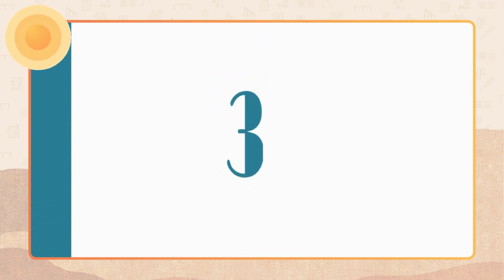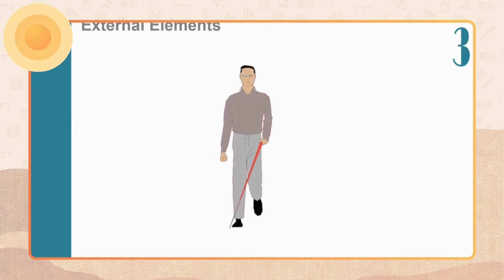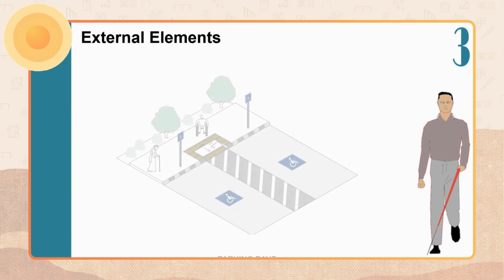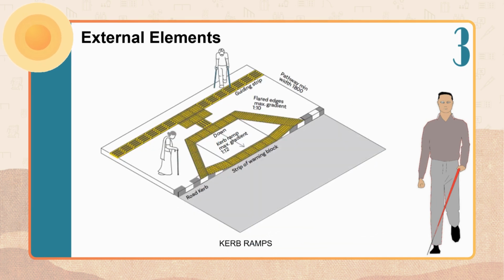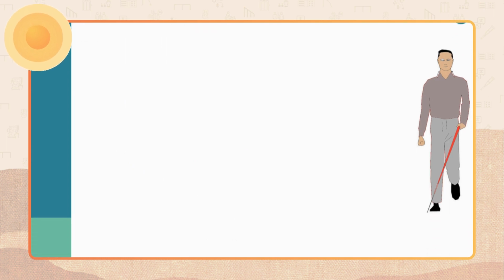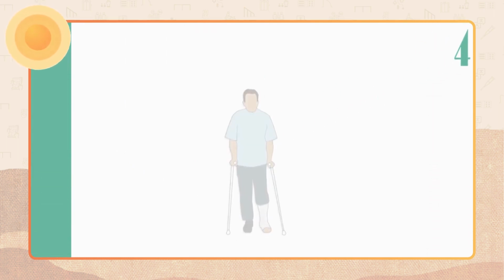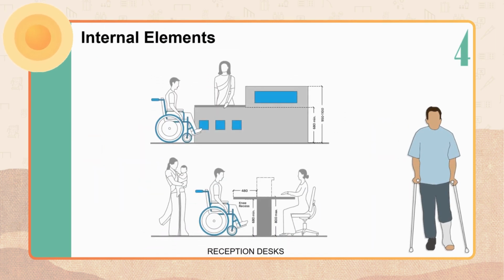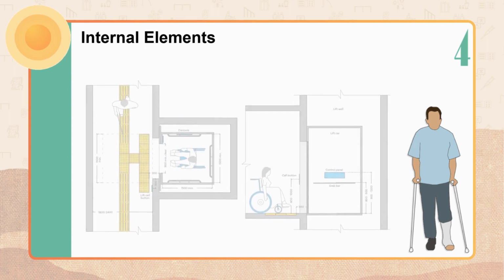From Section 3, we move to the design of the built environment with emphasis on external elements, site entrances, parking, curb ramps, external landscapes, and so on. Section 4 speaks of internal design elements like waiting areas, reception counters, staircases, elevators, accessible washrooms, storage solutions, etc.